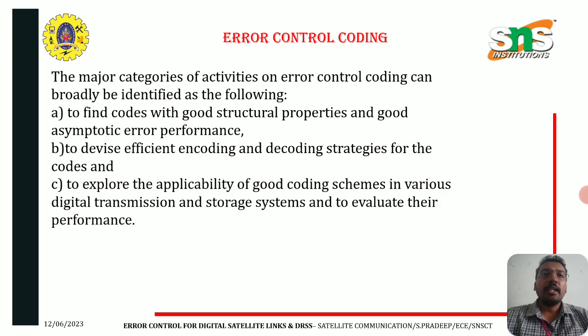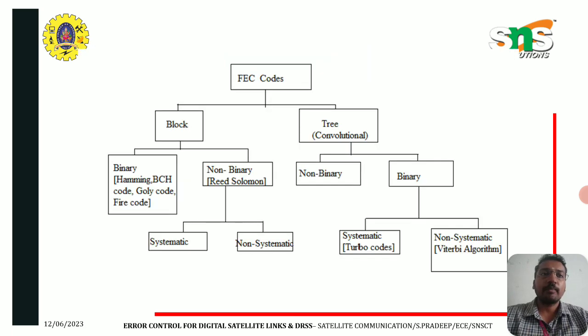The major categories of activities on error control coding can broadly be identified as the following. The first one is to find codes with good structural properties and good asymptotic error performance. The second one is to devise efficient encoding and decoding strategies for the codes. And the last one is to explore the applicability of good coding schemes in various digital transmission and storage systems and to evaluate their performance.